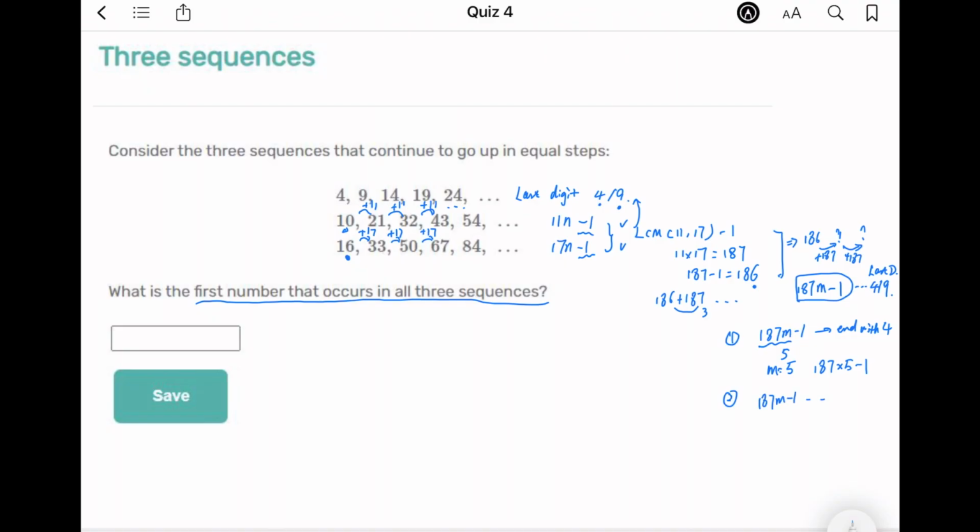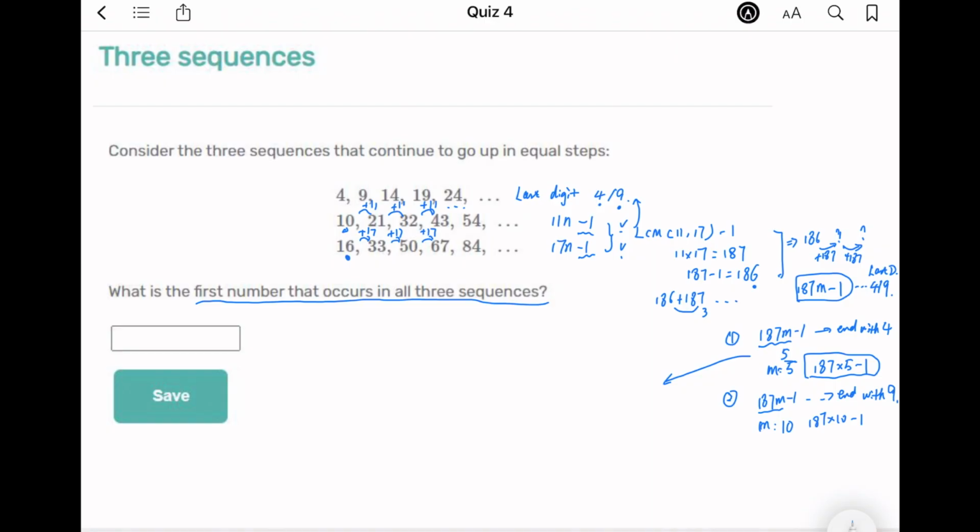But the number may also end with 9. In that case, 187m must end with 0, so m must be 10, and the number is 187 times 10 minus 1. Obviously, 187 times 5 minus 1 is smaller, so it is the first number that occurs in all three sequences.